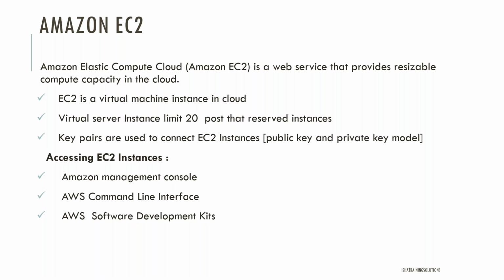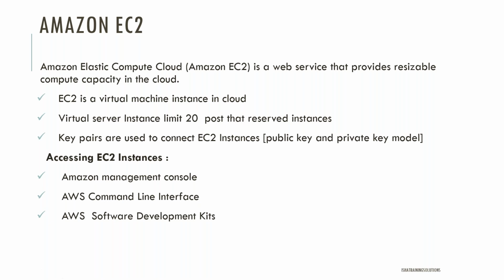EC2 is a web service that provides compute capacity in the cloud. EC2 is nothing but a simple virtual machine. Just like how you spin up a VM in VMware, EC2 is a service that will spin up one instance, or one virtual machine, or one OS for you. We can spin up around 20 virtual machines at once per account.